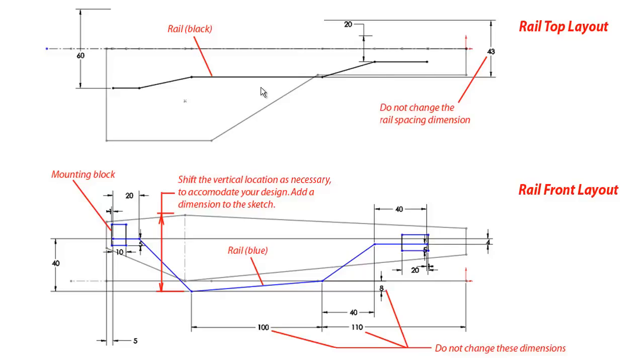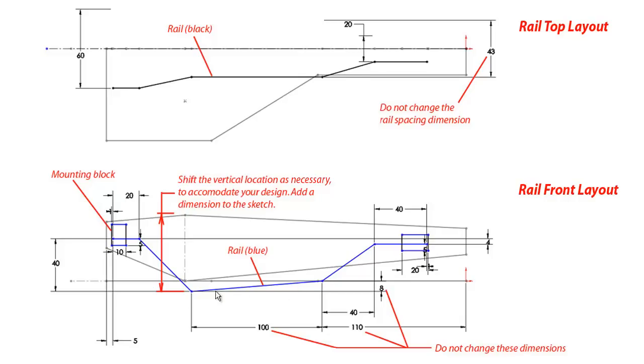We only see one rail in the top view, but the dimensions reflect the spacing between one rail and what would be its mirror image over on this side. The key dimension is the distance between the 2 rails, which is 43 millimeters. This absolutely must not change in your design. In the front view layout, we have a representation of the mounting blocks that anchor the rail into the nose of the seat and the tail of the seat. And here we have the path of the rail.